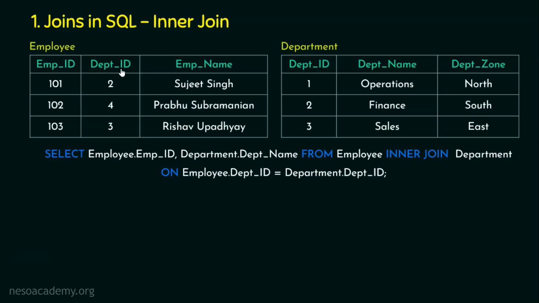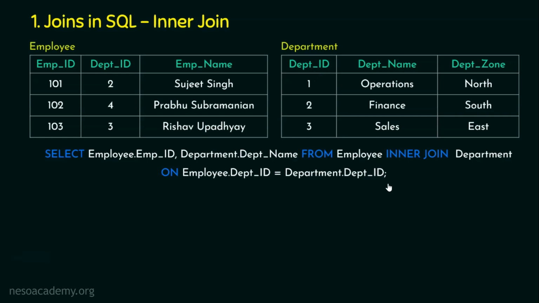Remember, the names need not match in order to perform the join. This may have a different name, this may have a different name. No problem in that. The only thing is the data type of these should match. If the data type is matching, then we can perform the join operation. And that's why here we are giving the join condition as the employee table's department ID should be equal to the department table's department ID. So we are comparing this department ID with this department ID.